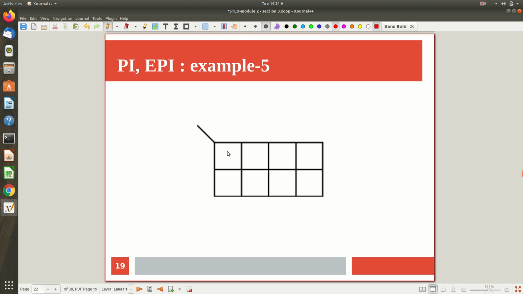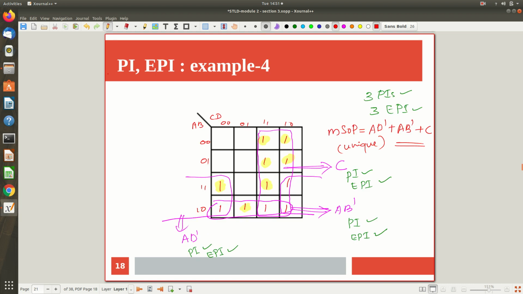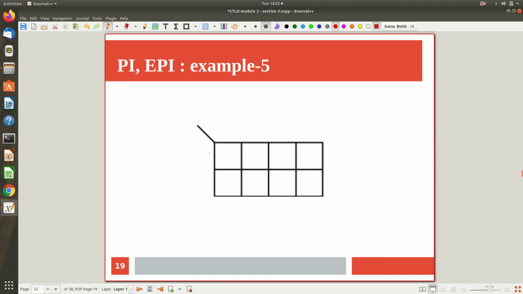Fine. So what is this? What have we taken here? Something like 1 1 1 1, and there is a 1 here, something like this. So A B C 0 0 0 1 1 0 1 1. Here it is 0 and 1, like that. So can you tell me the grouping possible?